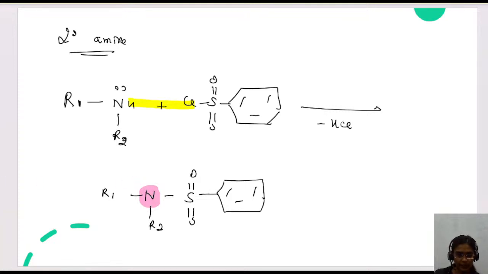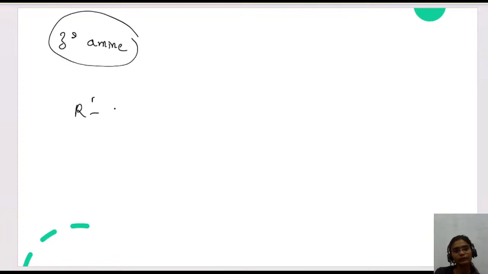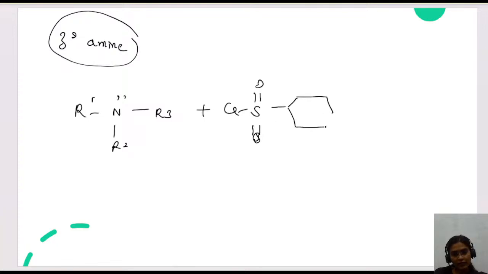Now let's see the third case, if there's a tertiary amine. So what is really happening? R1, nitrogen, R2, and this is some R3. Nitrogen has a lone pair. But this time, how is the chlorine going to react, because in this case no hydrogen is present on the nitrogen? So if I'm using the same reagent in the same reaction, what is happening? No reaction.